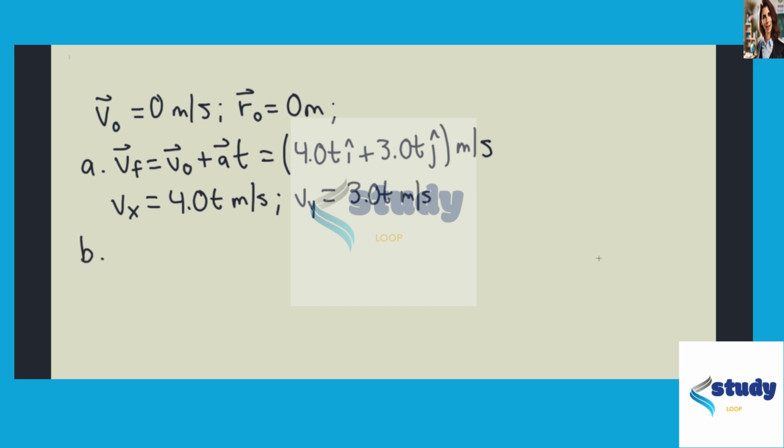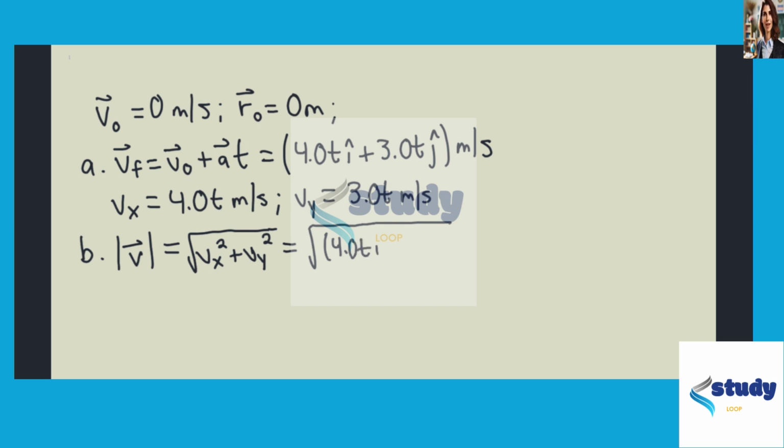For part B, we can say that the magnitude of the velocity vector would then be equal to the square root of v sub x squared plus v sub y squared. Let's solve. So this would be equal to the square root of 4.0t meters per second quantity squared plus 3.0t meters per second quantity squared. Take the square root once again, and then this is equaling 5.0t meters per second. So that would be the magnitude of the velocity vector.